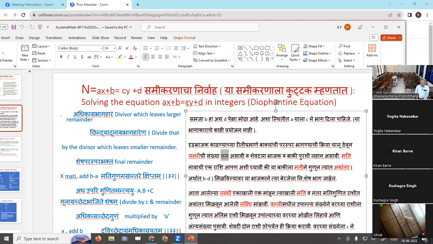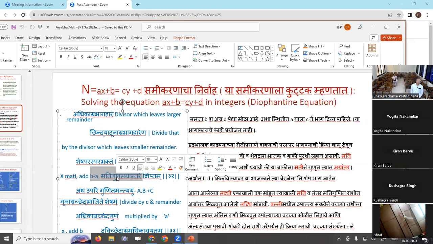Now, once you get the final remainder, final means you stop at some stage, say after an even number of steps, and at that time you get some remainder. So that remainder, shesha, means remainder, mati gunam. Now mati is something which is to be found out by your mental exercise.